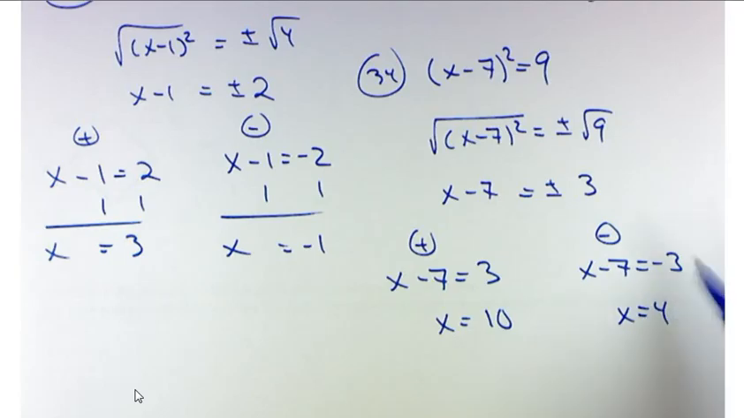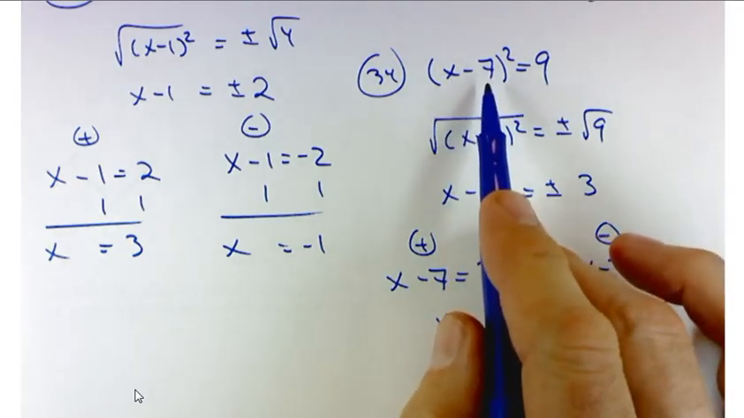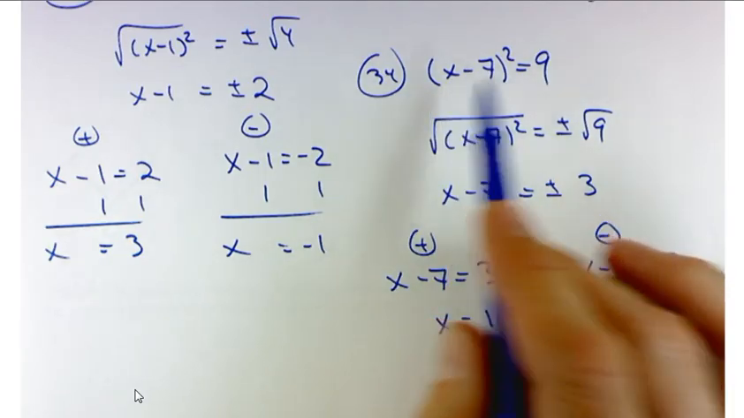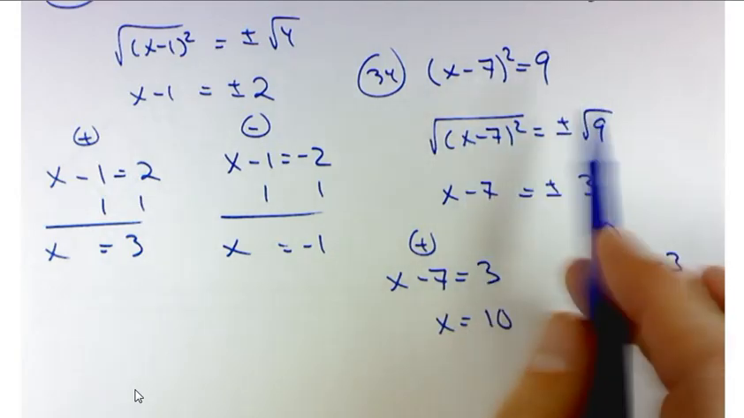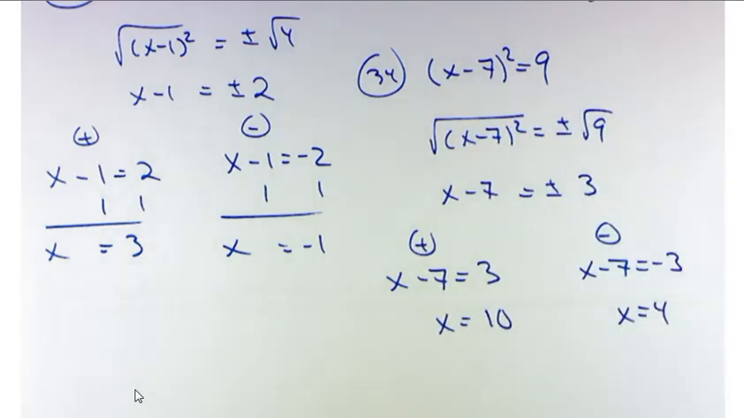Let's check the 4. 4 minus 7 is negative 3, but when I square negative 3, I get 9. Same with 10 minus 7. Gives you 3 squared, which is still positive 9.